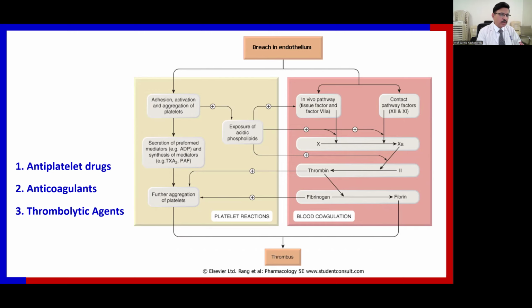Okay, this 2 has to act on 1, which is fibrinogen, to convert it into fibrin. So what are the three steps? First, 10A is sitting there, circulating in the blood. That is factor 10. This factor 10 doesn't do any harm when it is circulating.